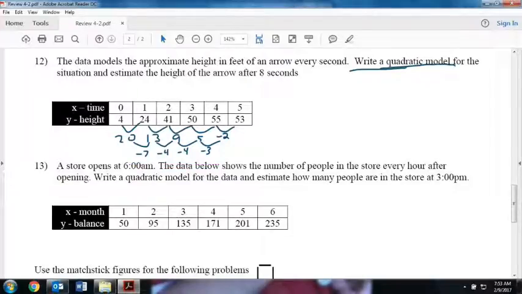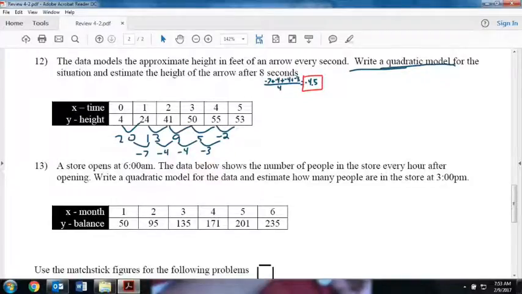So for our average second difference, we take negative 7 plus negative 4 plus negative 4 plus negative 3, and there are 4 of them, so we divide by 4. Negative 4 plus negative 4 plus negative 7 plus negative 3, divided by 4, and we get negative 4.5. So that is our average second difference. That's what we're going to use for our second difference, that one right there.